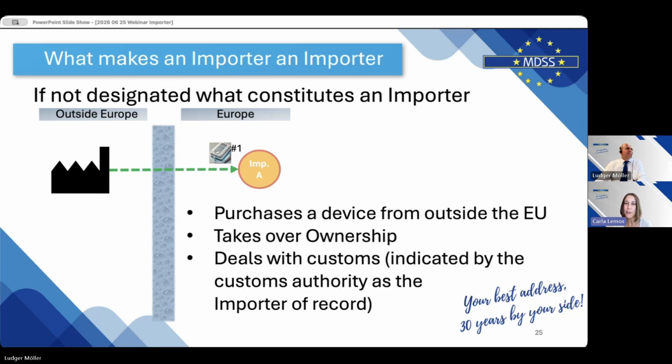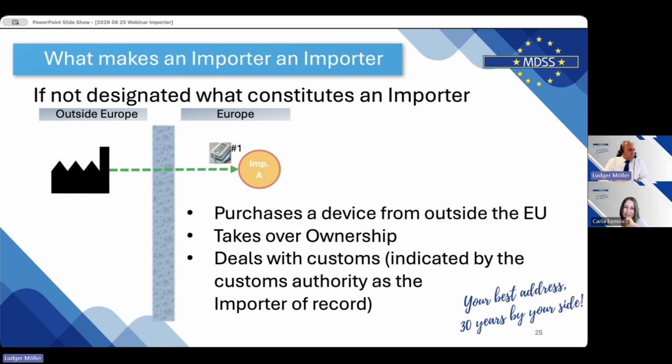So this is our favorite question, your favorite question. There are companies that offer manufacturers the service of acting as their importer. These companies are not part of the supply chain. How does this concept work, and what is the legal basis for it?